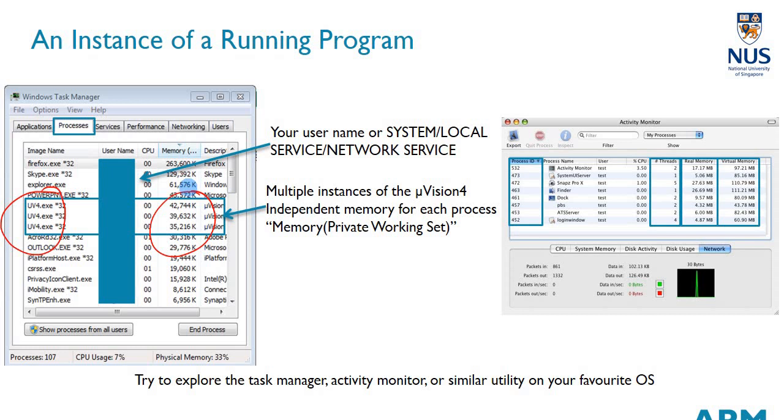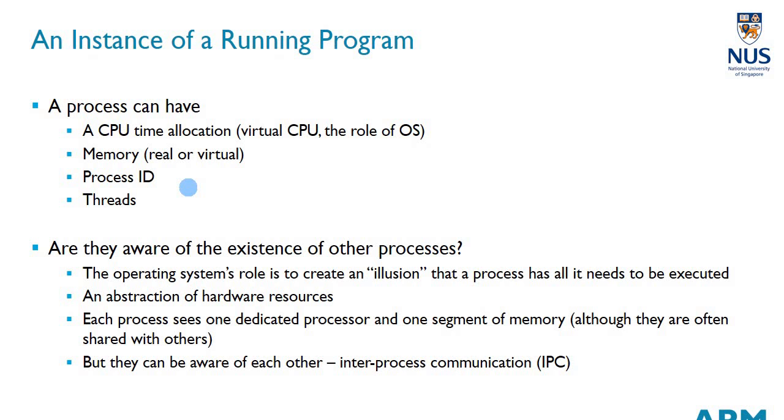Now, when I have an instance of a program running, I need to make sure that the process is able to access the CPU, the memory, and the resources in the system. A process can have a CPU time allocation, for example in a round robin sequence where multiple processes are each allocated a time slice to run. I also allocate some memory to the process, which could be real or virtual, which we'll come to later. But basically, you need some amount of memory to run your application.